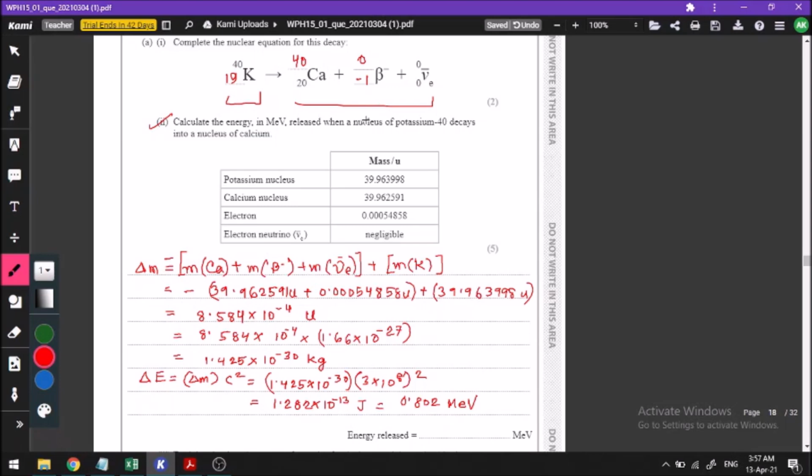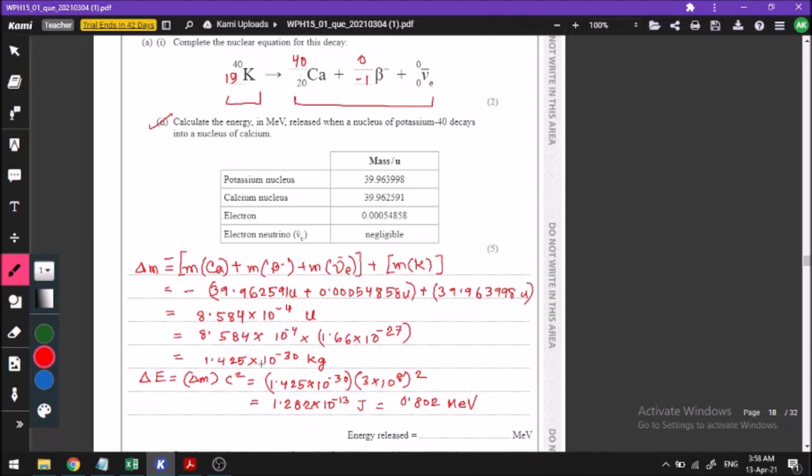So we want to know what happened to that energy. That missing mass got converted into energy. So let us find out how much is the missing mass. First of all, we add up all these three masses together, and then we subtract this mass from the mass of the potassium nucleus, and that is how we find out the mass defect. This is the mass defect after subtracting the masses of all these three particles from the potassium nucleus mass.